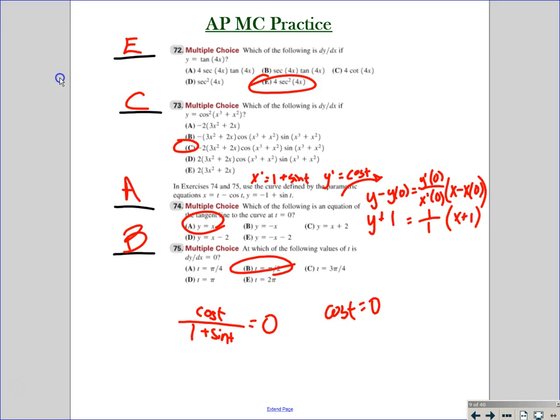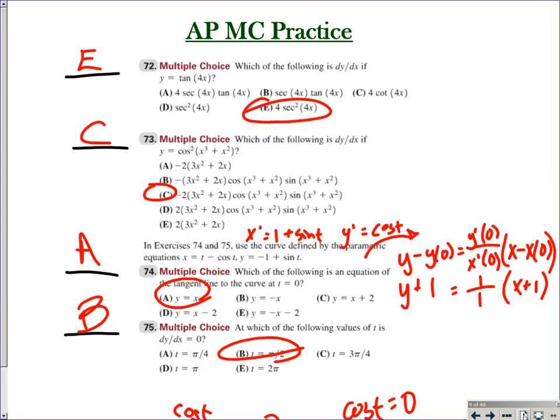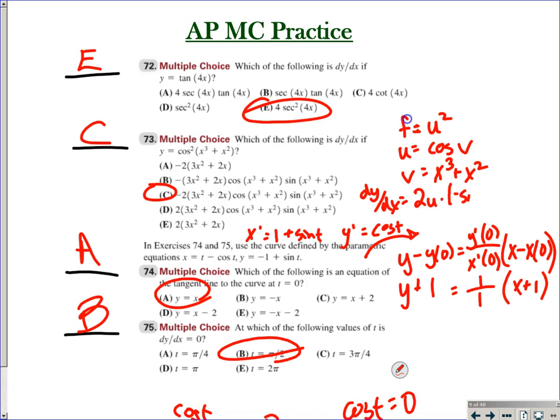How did you set up 73? Can I show you the way that I did yesterday? Sure. If I did it the way I did yesterday, I would say that f is equal to u squared, u is equal to cosine of v, v is equal to x cubed plus x squared. So then my derivative is equal to 2 times negative sine of v times v prime, which is 3x squared plus 2x.